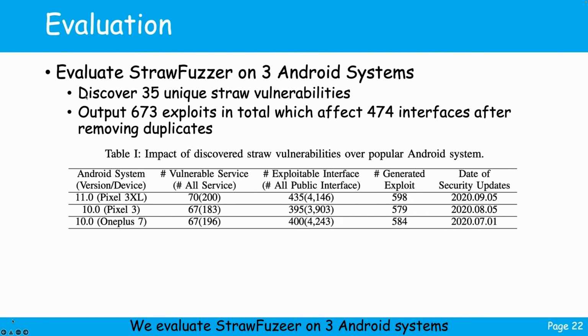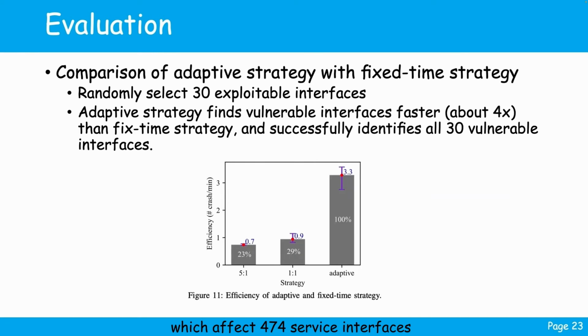We evaluate StrawFuzzer on 3 Android systems with the latest security updates. As a result, StrawFuzzer discovers 35 unique straw vulnerabilities and outputs 673 exploits in total, which affect 474 service interfaces.